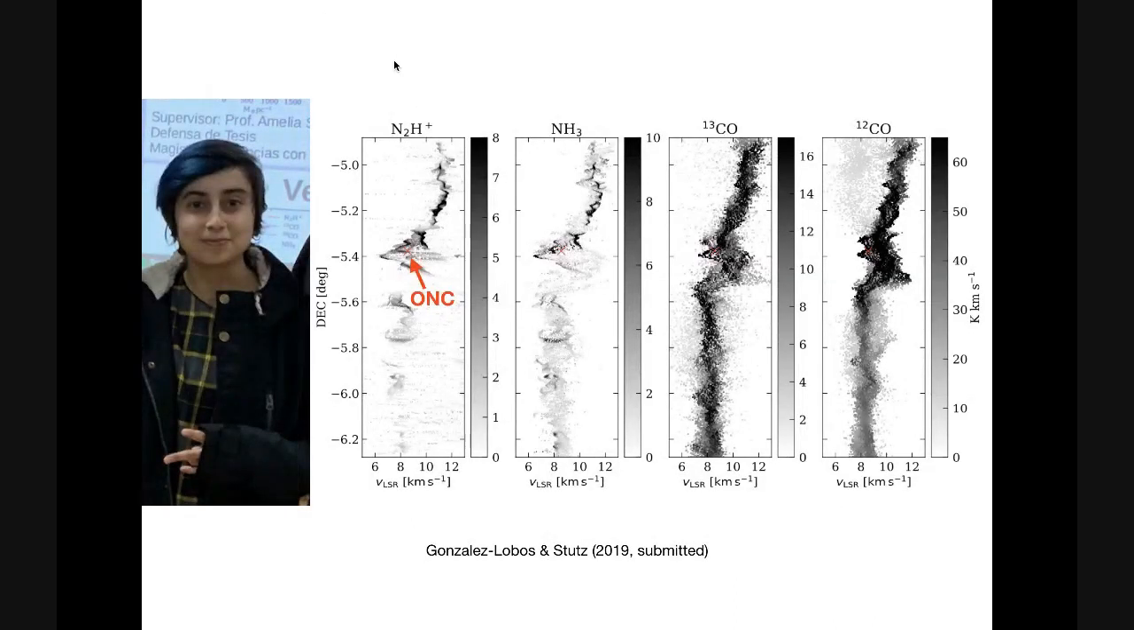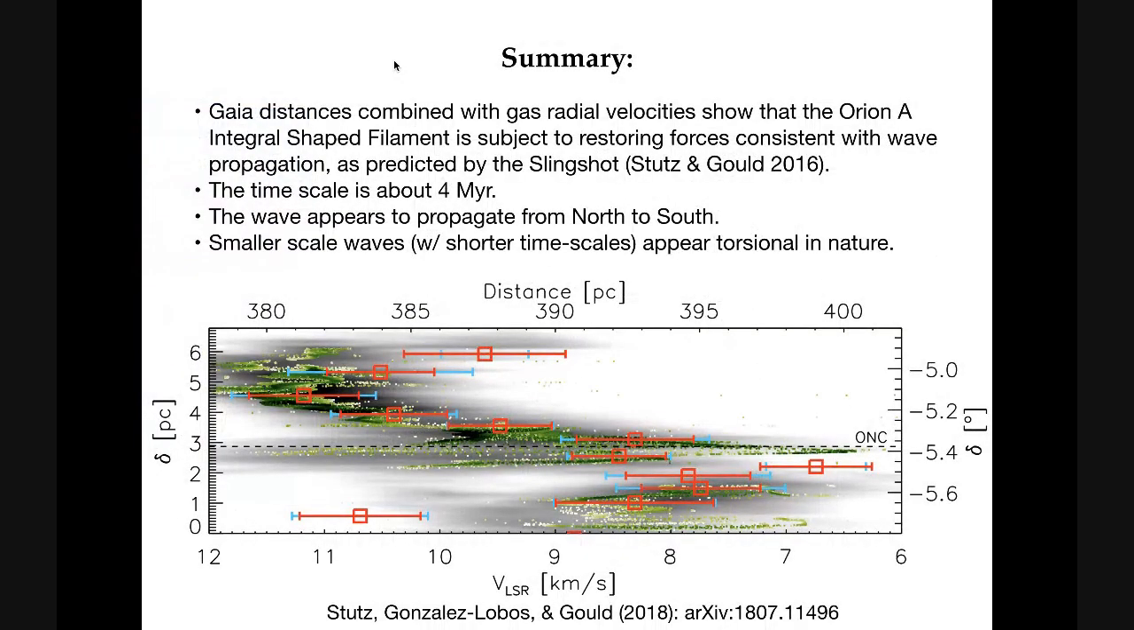And just to make a quick plug to my student's paper, which has been submitted, we also checked the ammonia data. We get very similar features as in N2H+. So this tells us that we're on the right track, that these features are real. And then there are interesting differences with lower density tracers, which are shown here. So with that, I'll leave you with my summary, and thank you for listening.